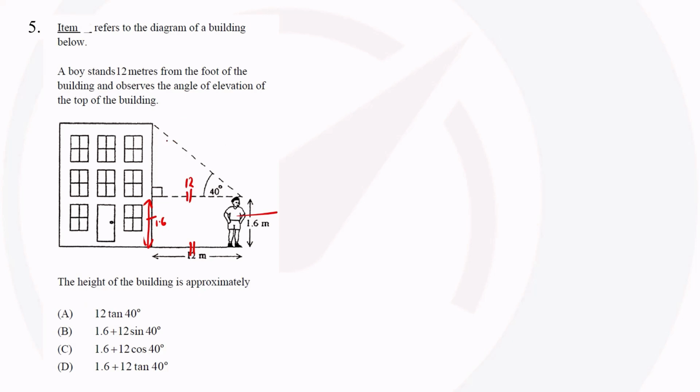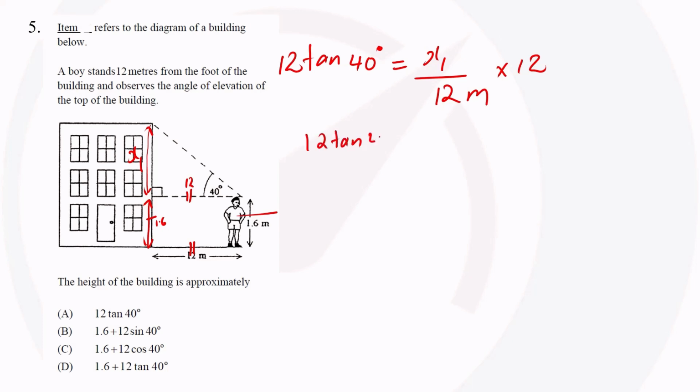Anyway, moving on. So then let's find the height of the building approximately. Let's call here x1. So we have the opposite and we have the adjacent. So that's also tan again. So tan, and our angle is 40 degrees. And the opposite would be x1 that we want to find, over the adjacent, which would be 12 meters. So to find x1, we multiply both sides by 12. So we have 12 tan 40 degrees is equal to x1.